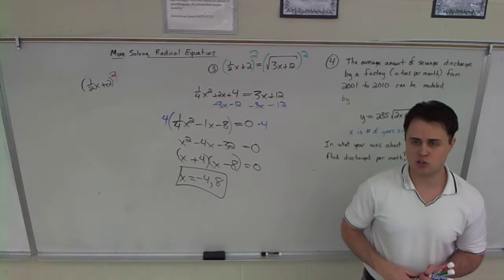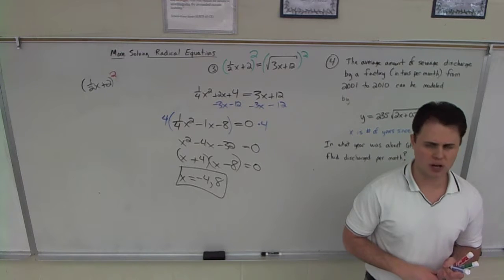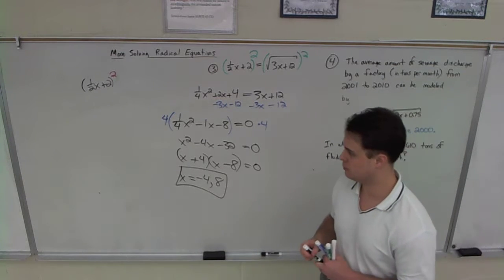I mean, there could be no answer to some of these problems. There could be 2 to some of these problems. Usually it's 1, though. Why? Let's go to the graph.